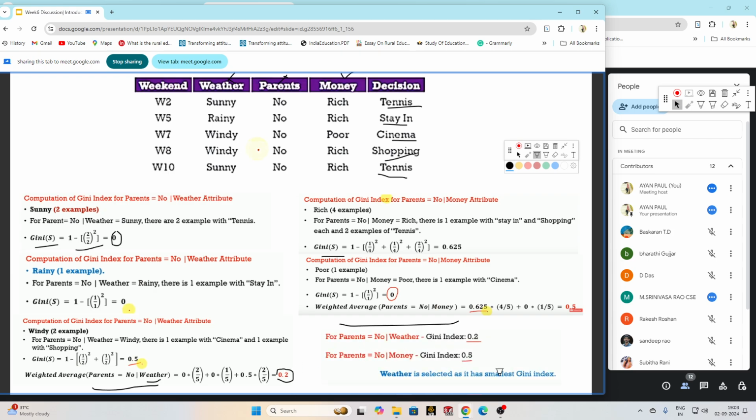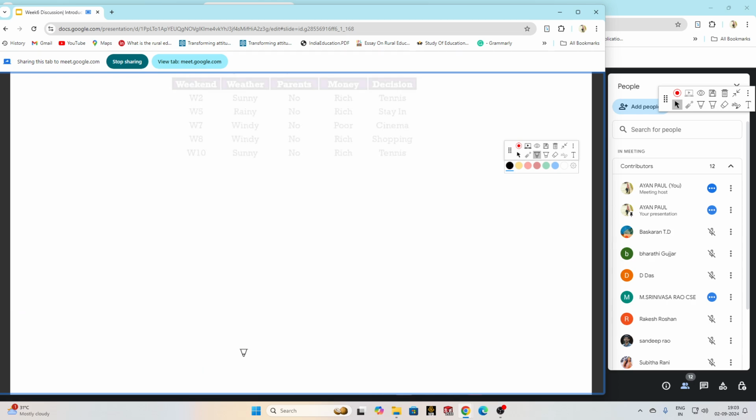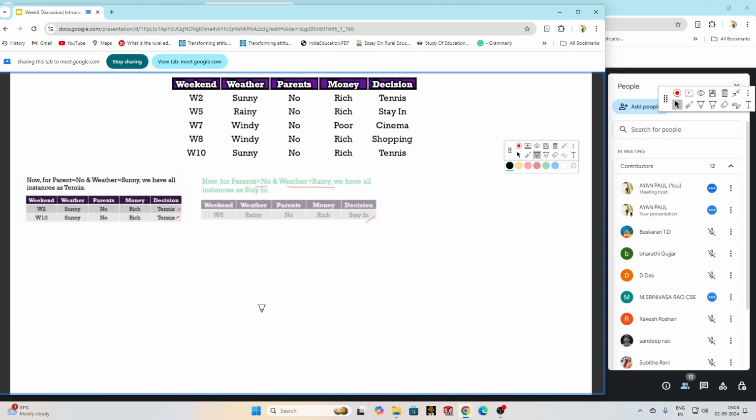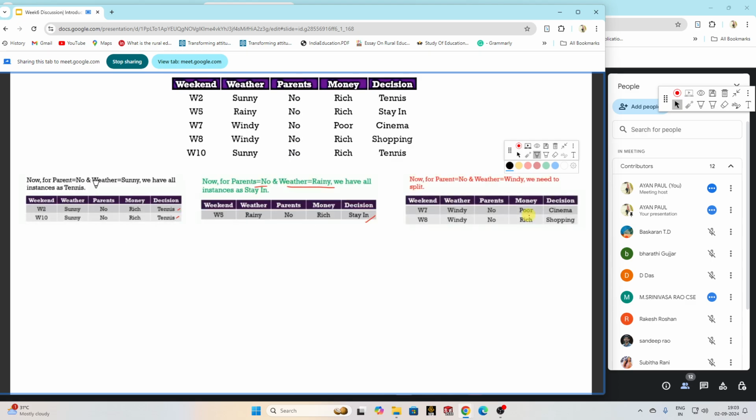Okay, so windy attribute, that is why weather attribute, we will be splitting our data with respect to the weather attribute. Out of this weather and money, our Gini index is coming less for this weather attribute. That is why we will be further splitting our data with respect to this weather attribute. Now further again we have to do the same thing. So now we are splitting our data with respect to weather attribute.